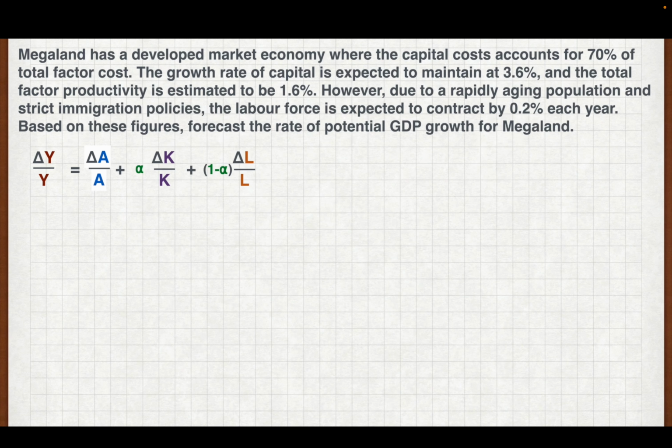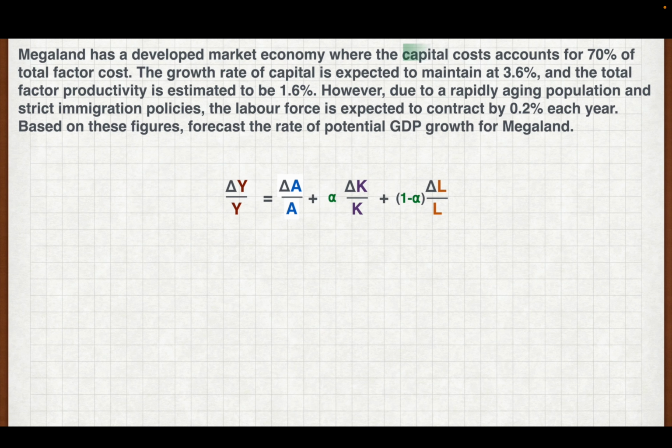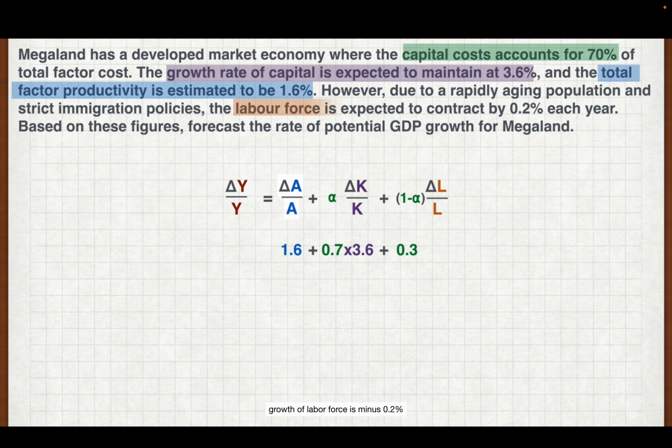And we're back. Let's fit the items one by one into the growth accounting equation. Capital costs accounts for 70% of total factor cost, so alpha is 0.7. 1 minus alpha is therefore 0.3. Growth rate of capital is 3.6%, and the TFP is 1.6%. Growth of labour force is minus 0.2%. Punch all of these into your calculator, and the rate of potential GDP growth is therefore 4.06%.